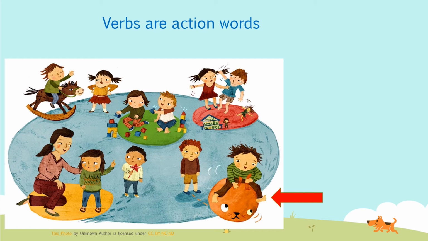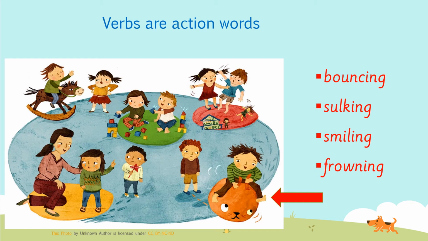All right, so I said bouncing. I think I said it before, I gave you a hint. He's bouncing on that ball. The little boy to the left is definitely sulking. He does not look happy. However, the boy on the ball is smiling. He looks full of joy. So his action is smiling.